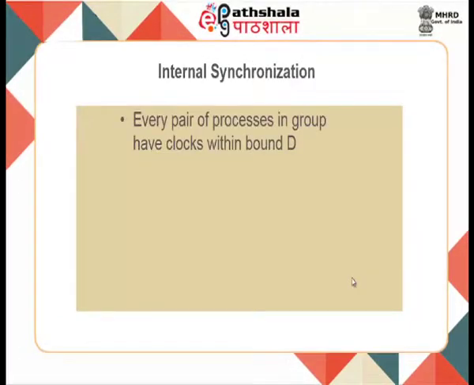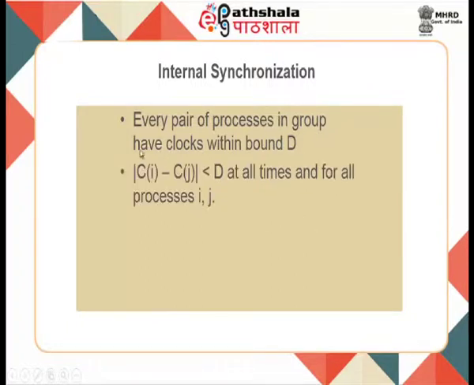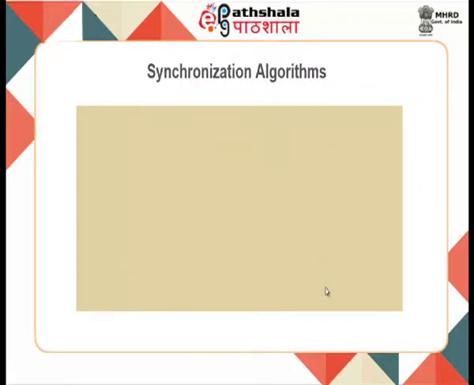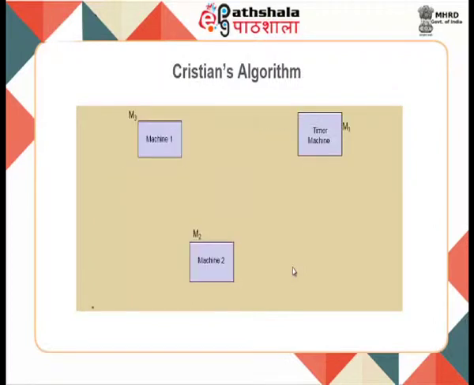In internal synchronization, every pair of processes running in the system on various machines should have their clock values within the time bound of D. So here, the clock value of I minus the clock value of J should be within the time bound of D, where I and J are the two processes. Now let us look at specific algorithms to implement the synchronization process. For external synchronization, we will look at Christian's algorithm, and for internal synchronization, we will look at the Berkeley algorithm.